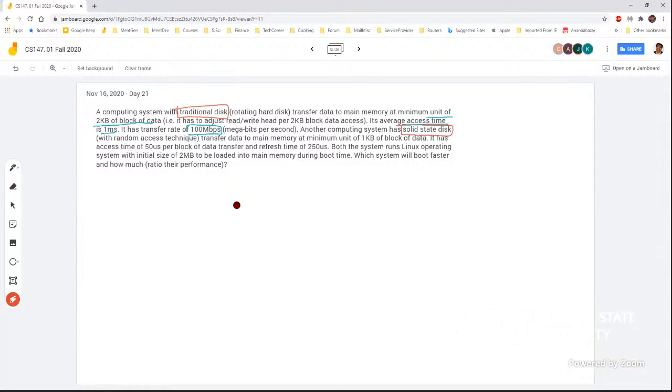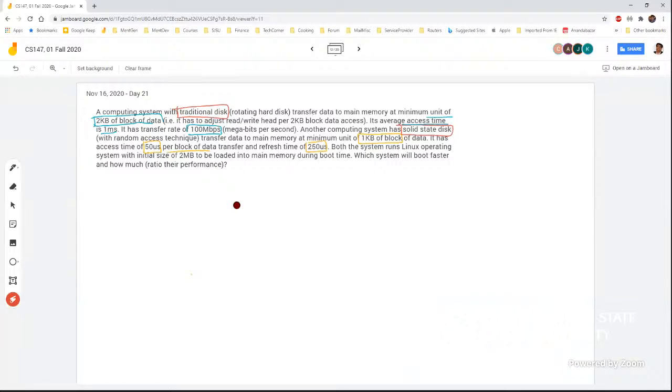it transfers the data with a 1 kilobyte block of data. So the other was a 2 kilobyte block of data transferred to the main memory. This one is a 1 kilobyte block of data, and it has an access time of 50 microseconds per block of data transfer, and a refresh time of 250 microseconds. So after each block of transfer, it needs 250 microseconds to refresh itself and all these electronic circuitry. It takes that much time.